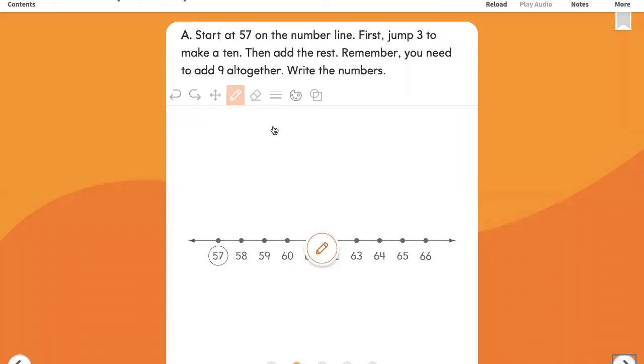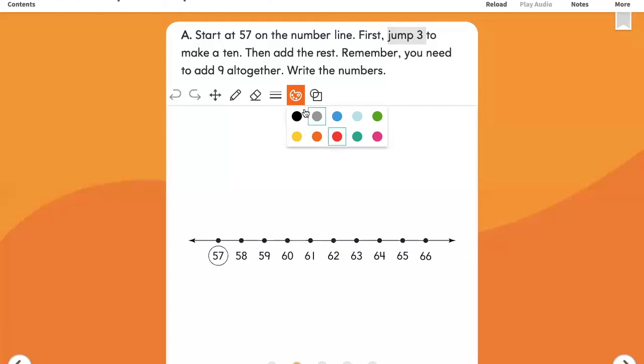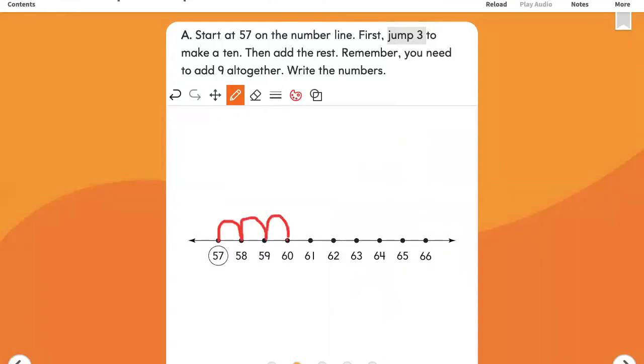So, letter A, start at 57 on the number line. First jump 3 to make a 10. Then add the rest. Remember, you need to add 9 all together. So let's go ahead and make our first 3 jumps. We'll do this using red. 1, 2, 3. So to make a 10, I get to the number 60.